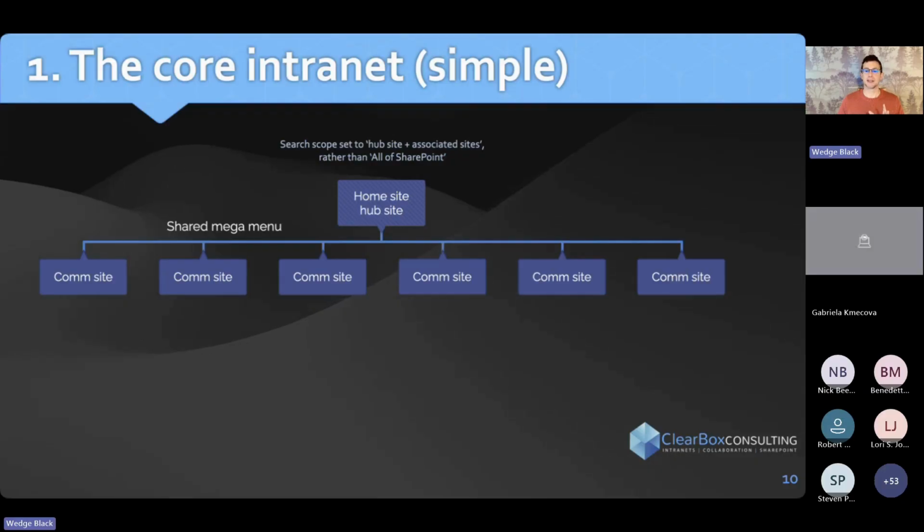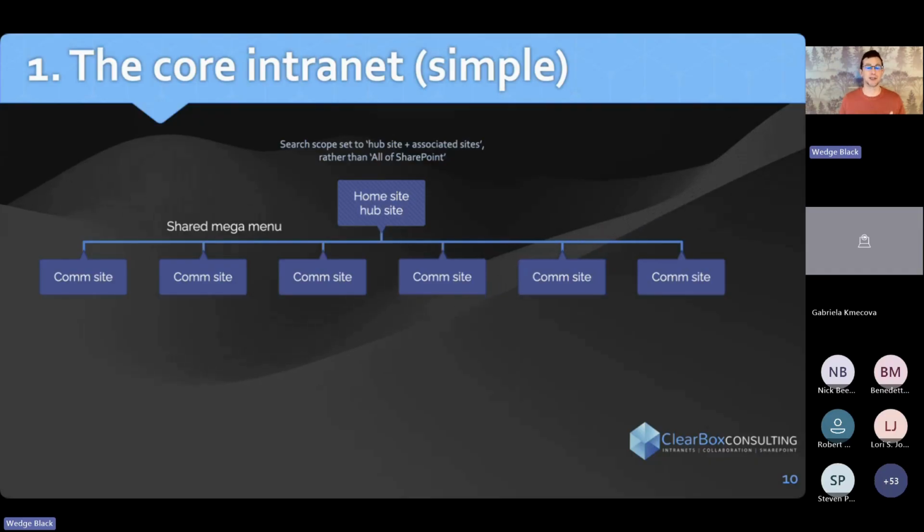Home sites. Let's have a look at what I mean by home site, hub site. Now, in Microsoft parlance, home site is a technical designation, meaning that the news within it is classed as official communications, official news by the organization. It's an organizational site, it's a home site.